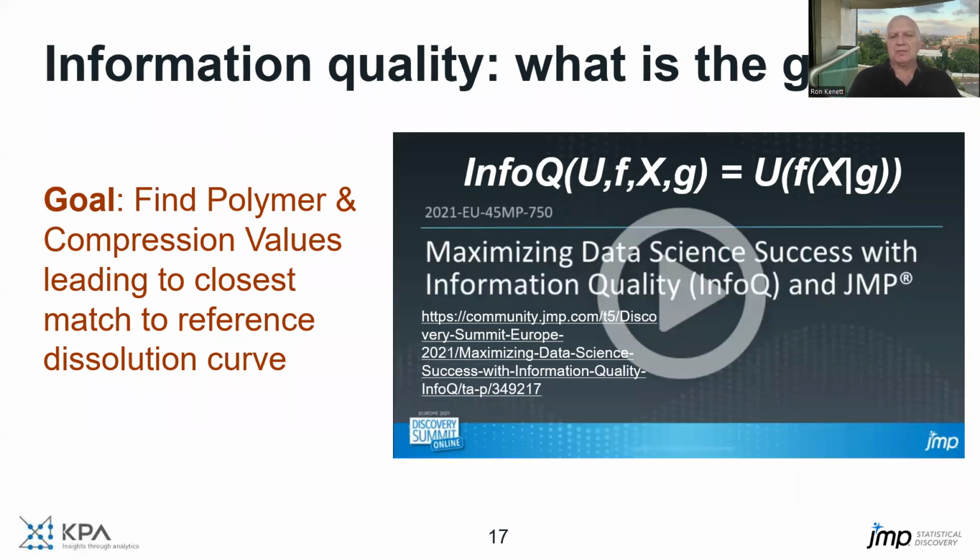In the next part of the talk, Chris will talk about a different goal, which is to find formulation and process conditions that lead to a match between a reference and the brand and the under-designed dissolution curve. Chris, it's all yours.